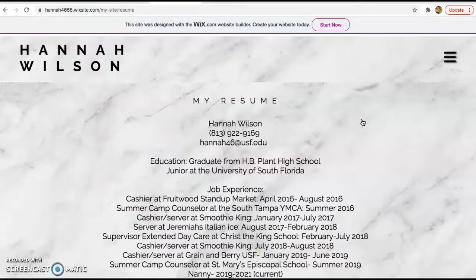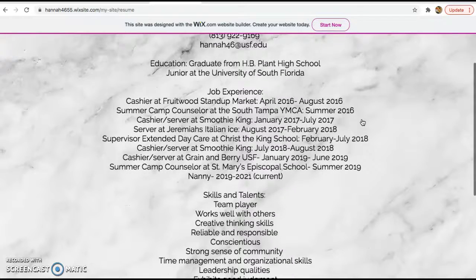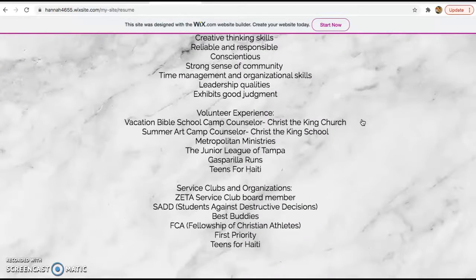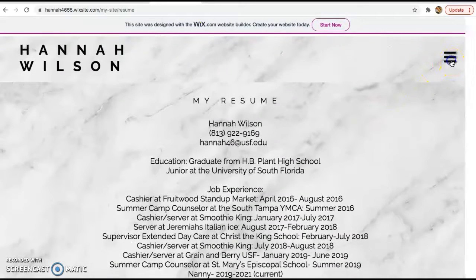Then next we have my resume page, which is pretty simple. It's just my resume with my name, email, past and current education, job experience, skills and talents, volunteer experience, and then also some service clubs and organizations that I've been a part of in the past.